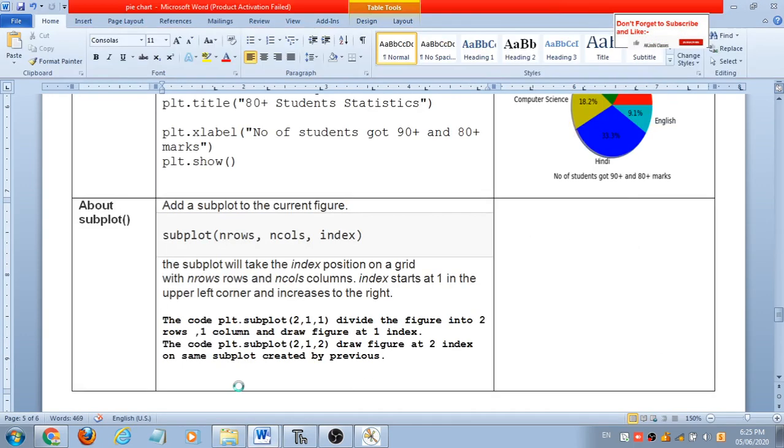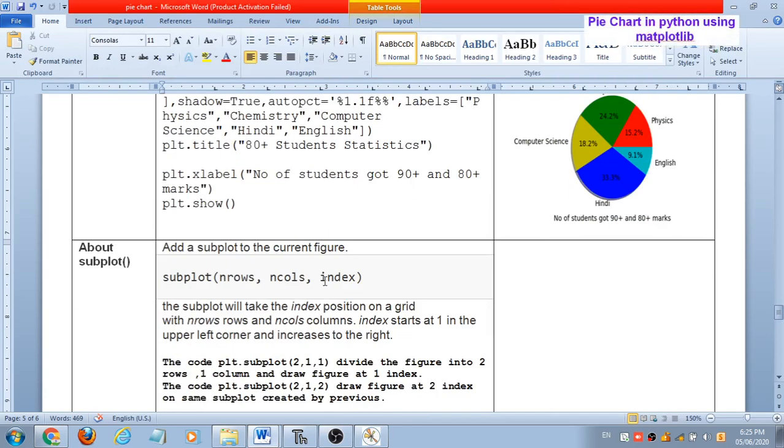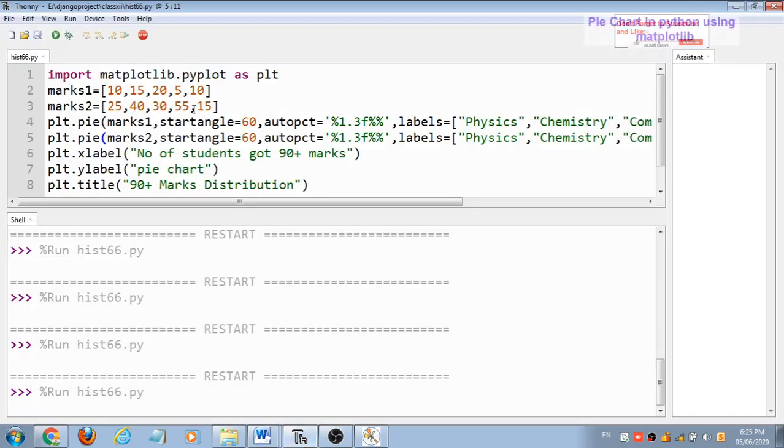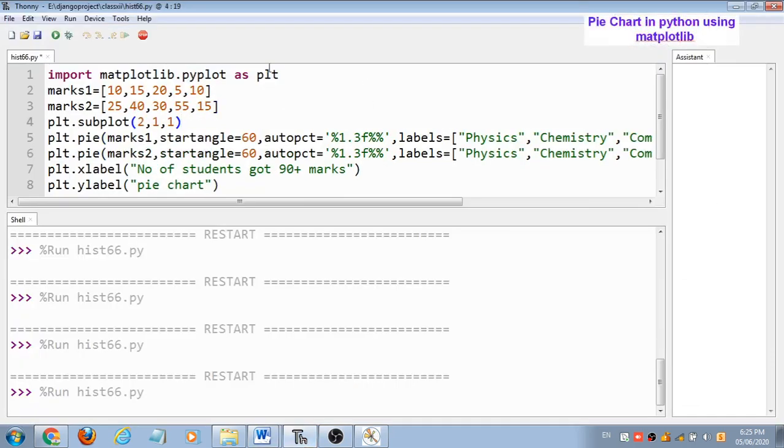Okay, so what can I do? I can call the subplot here, simply adding a new line: plt.subplot(2, 1, 1). So what is this? 2 means it divides the whole figure into 2 rows and 1 column.